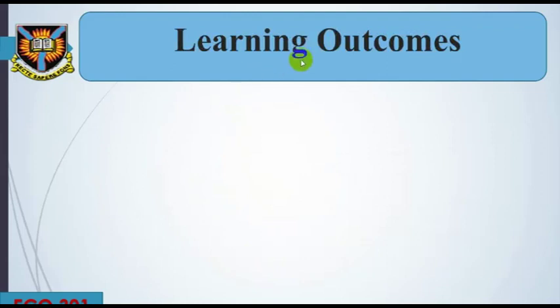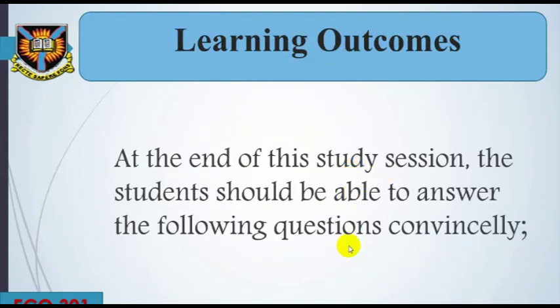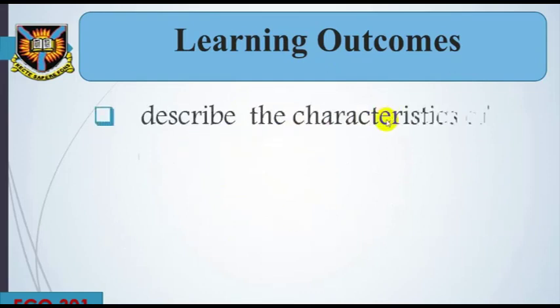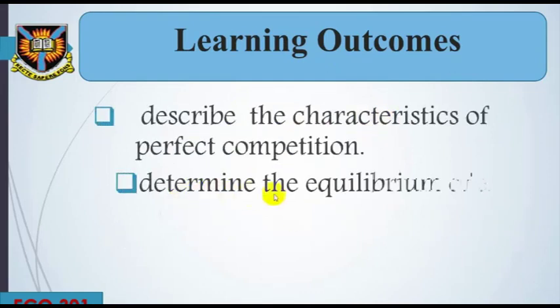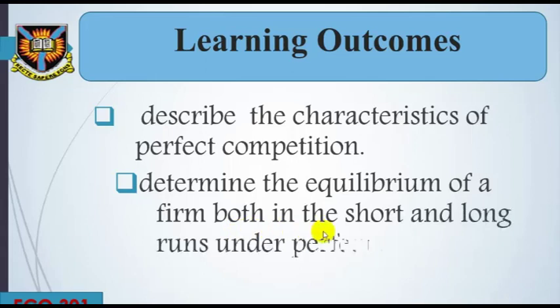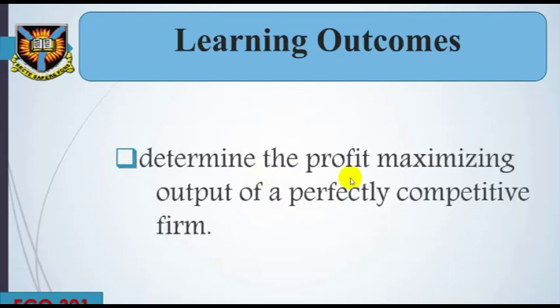Learning outcomes. When you have studied this section, you should be able to describe the characteristics of perfect competition, determine the equilibrium of a firm both in the short and long runs under perfect competition, determine the profit maximizing output of a perfectly competitive firm.